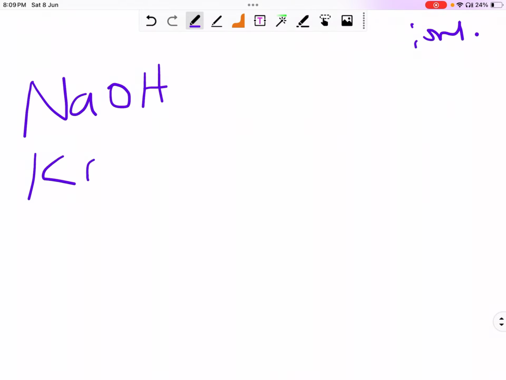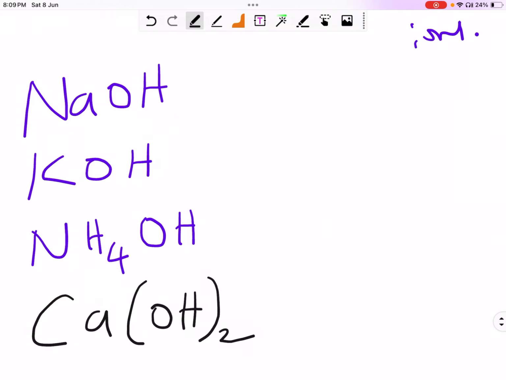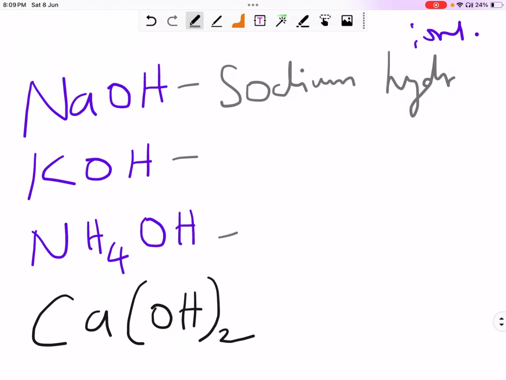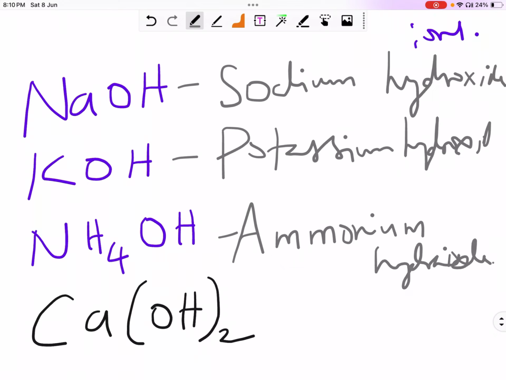The common bases are NaOH and KOH, and you have NH4OH, and you have Ca(OH)2. We have a lot of bases, but I have given you only a few. So the names: sodium hydroxide, and this one is potassium hydroxide. This is ammonium hydroxide. It's a different type of base, and this is calcium hydroxide.